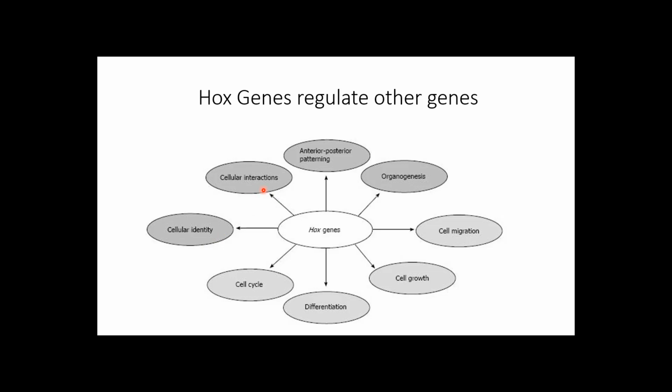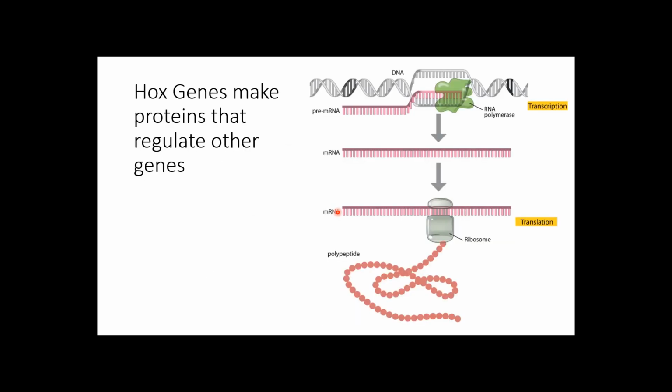So how do they do this? Well, a Hox gene will be on the DNA. The DNA will copy itself into a piece of RNA. That RNA then will go out to a ribosome in the cell, and that ribosome will take the directions or the recipe that was on this RNA and make a protein. Right? And that's how transcription and translation work.